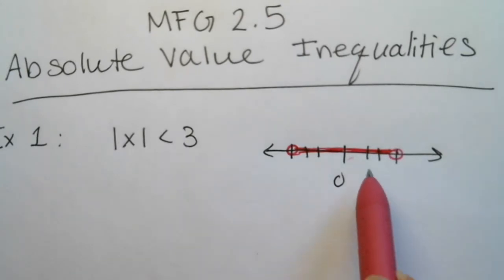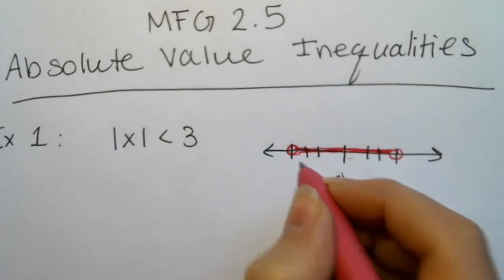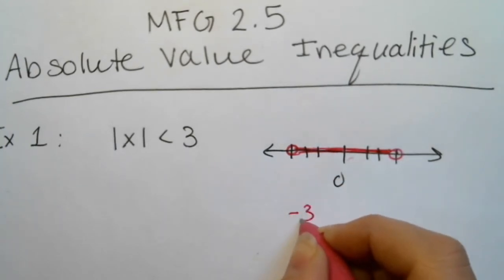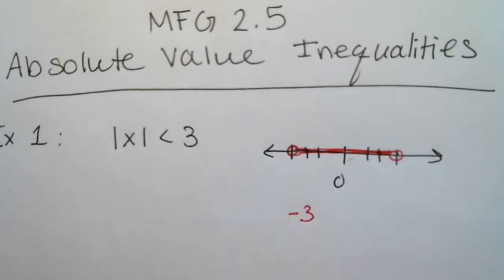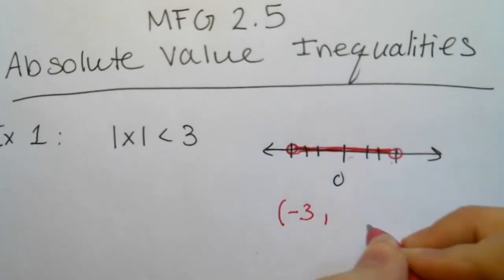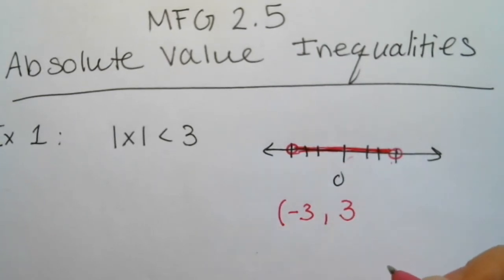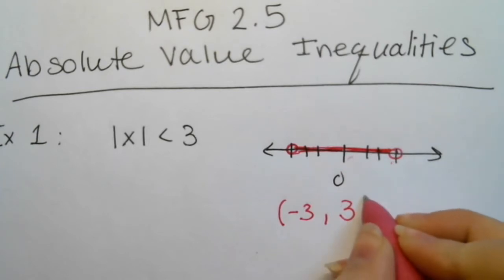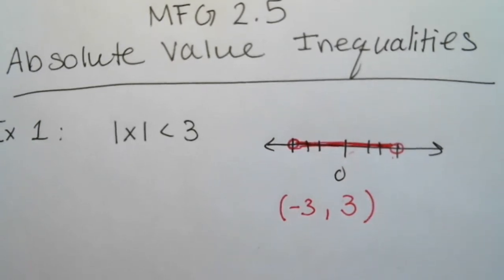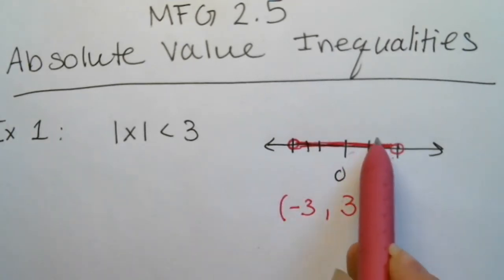Okay, now that we've drawn these on the number line, we can write these as an interval. So we can say that they start at -3, and because -3 is not included, we're going to use a parentheses. And these numbers go up to +3, and because +3 is not included, we're going to use parentheses there as well.